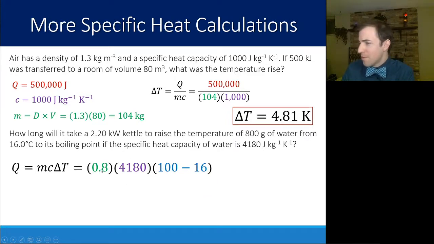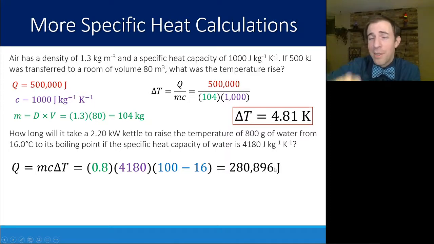So if we know that the mass is 0.8, that's the number of grams converted to kilograms. The specific heat is 4,180, and the temperature change is going from 16 degrees Celsius to its boiling point of 100. Our change is 100 down to 16. We know that there are 280,896 joules of energy that need to be added to the water to get it to boiling.